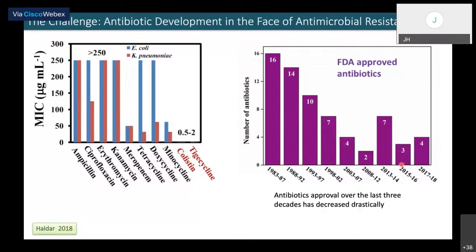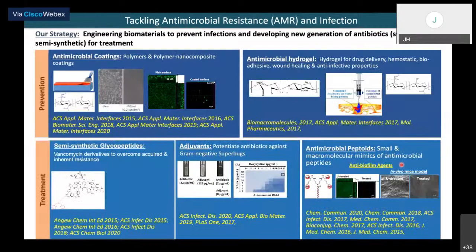And we are reaching the pre-antibiotic era, where we won't have any option to treat the infection, and that is where we are going. Now, I'll take you through some of our work on how we have been taking care of this kind of drug-resistant bacteria, this antimicrobial resistance, through our study. We are trying to do it in two different ways. One is how we can prevent the spread of this type of infectious disease, whether in a hospital or in biomedical device related infection.